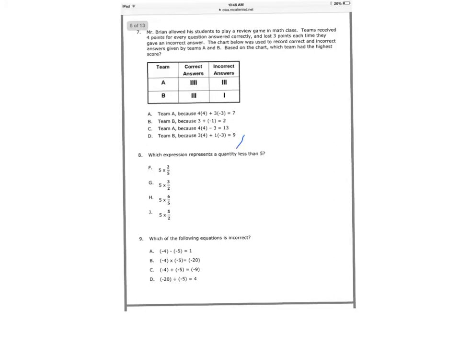Okay, number 7. Oops. Mr. Brian, let me erase this.